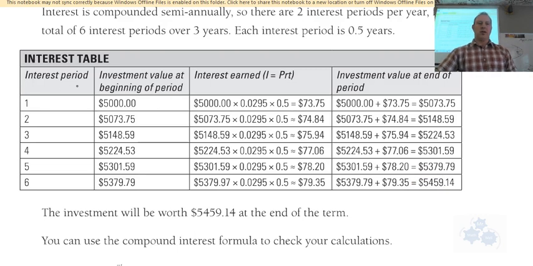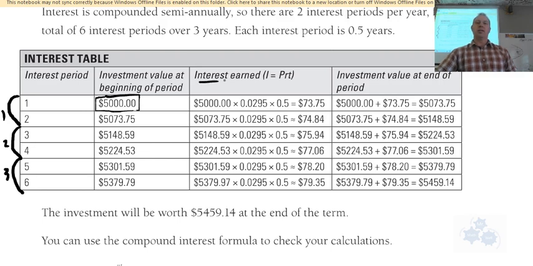So this column right here is the interest period. So this is going to be year 1, this is going to be year 2, and this is going to be year 3. Everyone see that? 1, 2, and 3. And so every 6 months, the interest gets calculated. So at the very beginning, we have $5,000. That's what our initial amount is.